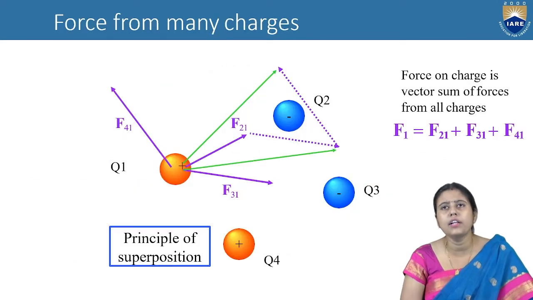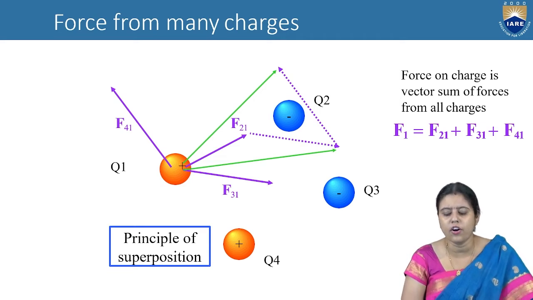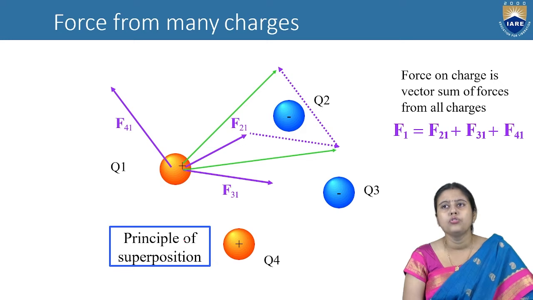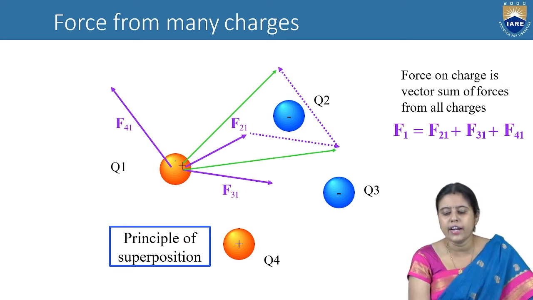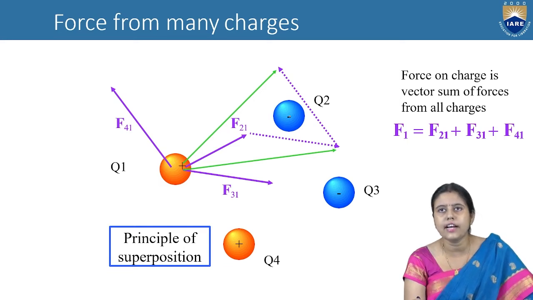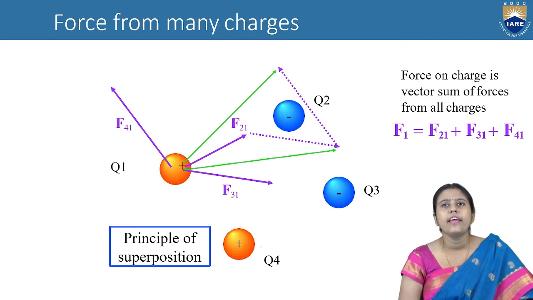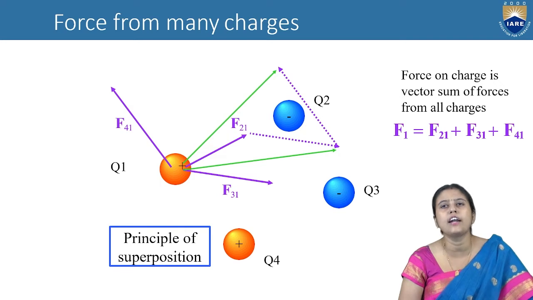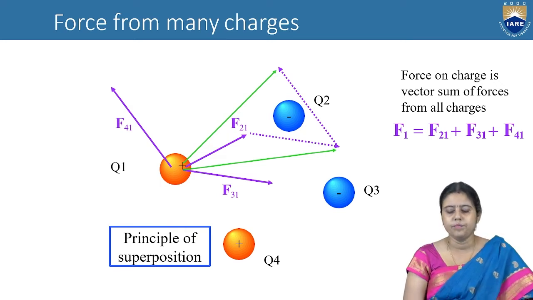Now, what will happen if there are a lot of charges acting on a point? This is known as the principle of superposition. What does it mean? Say we have a charge Q1 here, this is the charge Q2, this is the charge Q3, and this is Q4. Here we use orange for positive charge and blue for negative charge.